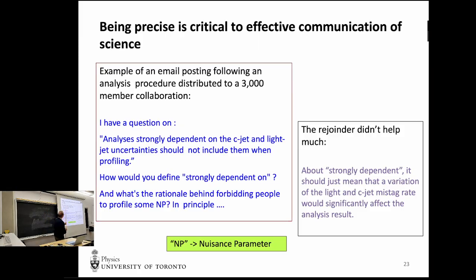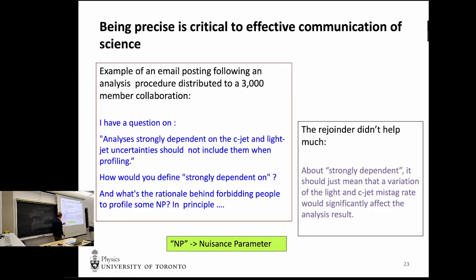Okay, so being precise is critical for effective communication. Email is absolutely the worst way of communicating stuff, unless you're prepared to spend a lot of time writing it, because it is a piece of writing, and it should be treated in exactly the same way as everything I've just talked about.